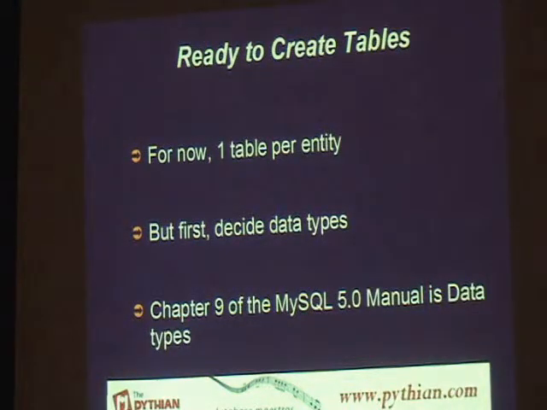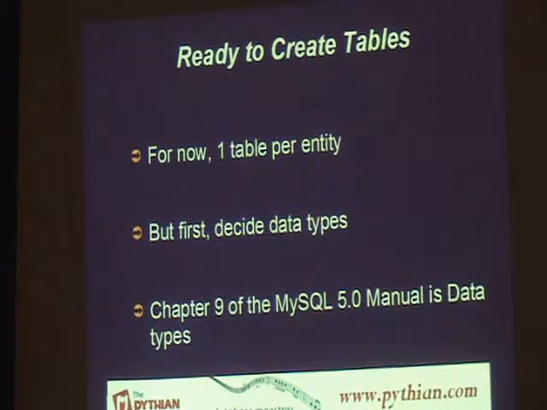So now, it's only now that we're ready to create tables, right? And you're going, oh my God, it's 7:30. We've been talking a half an hour. We haven't even created a table yet. We haven't done anything. Well, we've done a lot. So for now, I'm going to just say one table per entity. Now, I said before that you don't have to think that there's one entity per table kind of thing. But first, you have to talk about the data types. Chapter 9 of the MySQL 5.0 manual is data types. I'll bring that up now because if I was smart, I would have had that prepared. But I'm not, so I didn't.